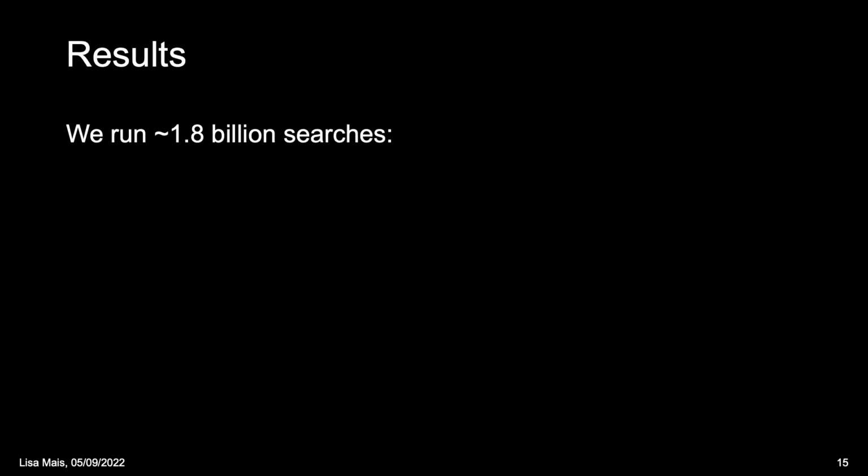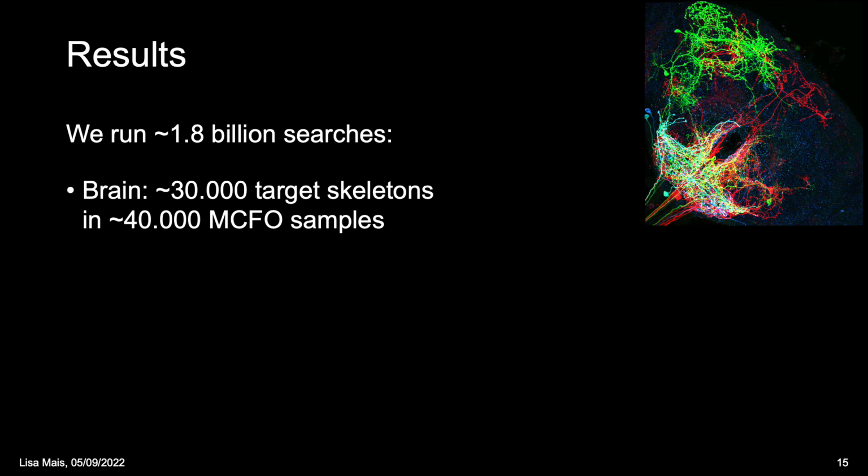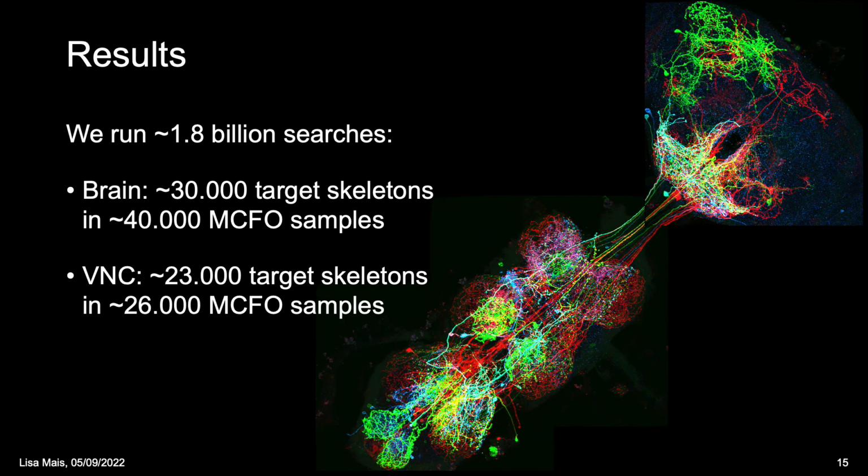We were running the PatchPerPixMatch pipeline in total 1.8 billion times. For the brain, we had 30,000 target skeletons from the hemibrain connectome, and were looking for them in 40,000 MCFO samples of approximately 3,500 transgenic lines. And we did the same for the ventral nerve cord, where we had 23,000 target skeletons, looking for them in 26,000 MCFO samples.